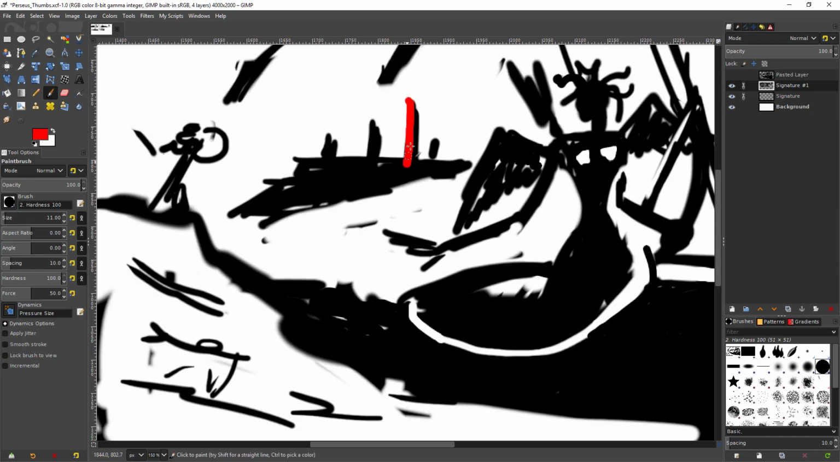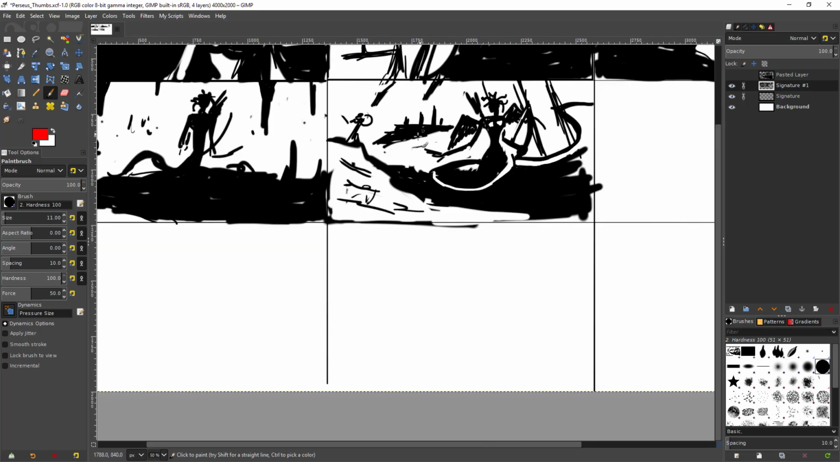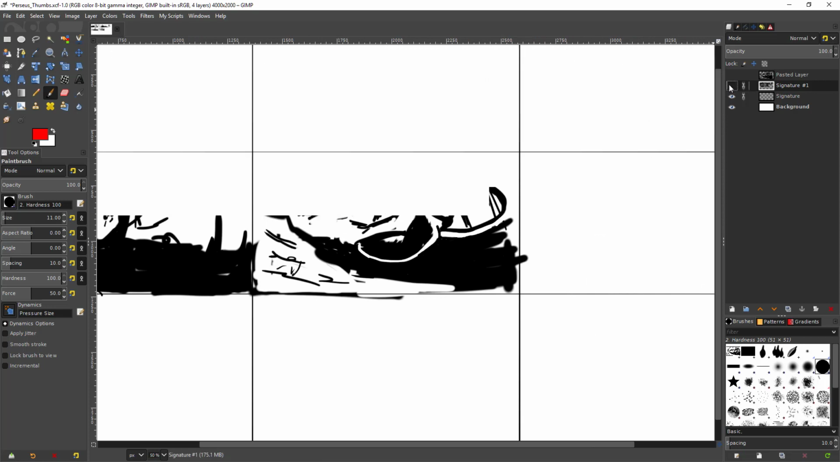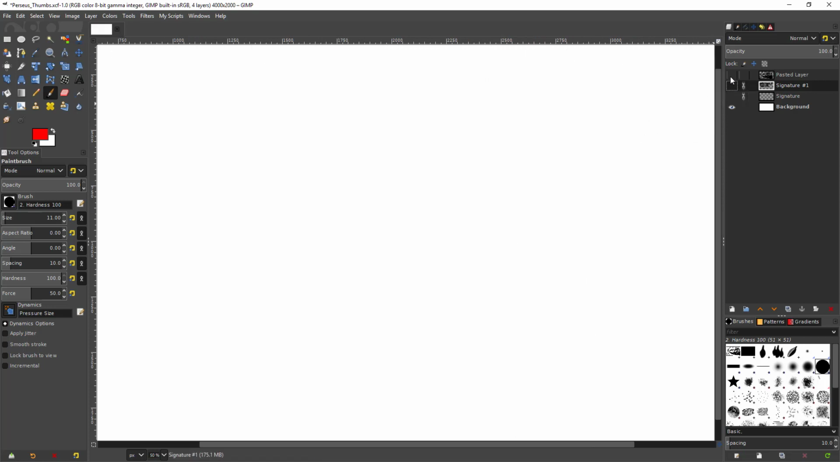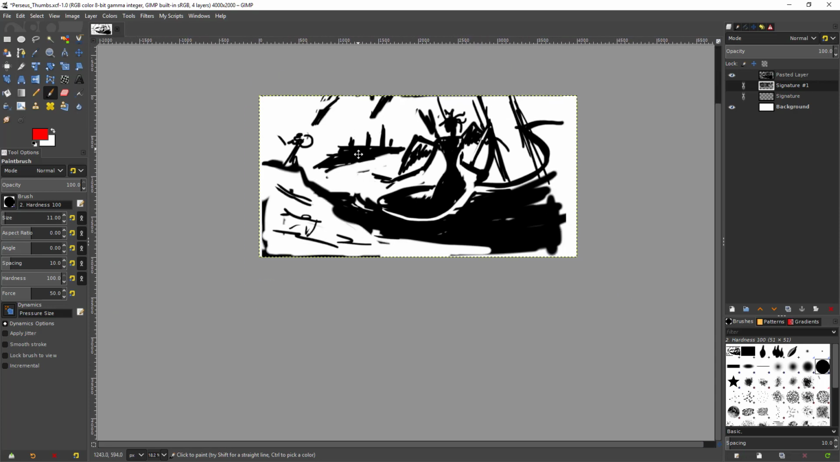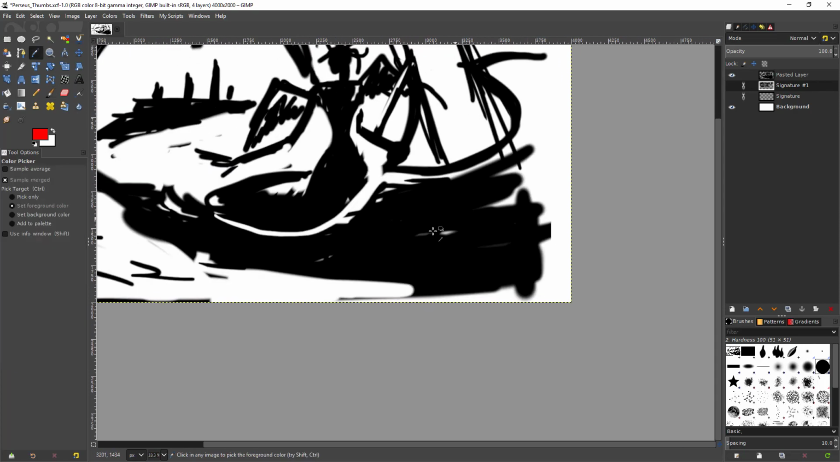In the background, these are meant to be pillars to help further bring about the Greekness of it all. And so those were the thumbnails. Now I choose one and I enlarge it, just like that. And it's very sloppy, and we'll start to work on it.